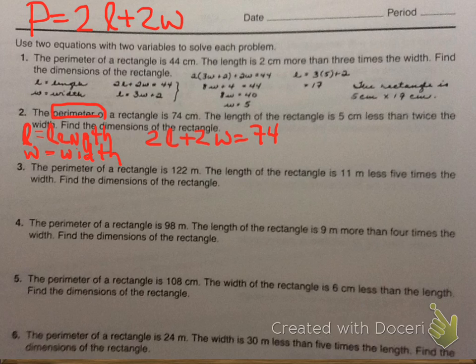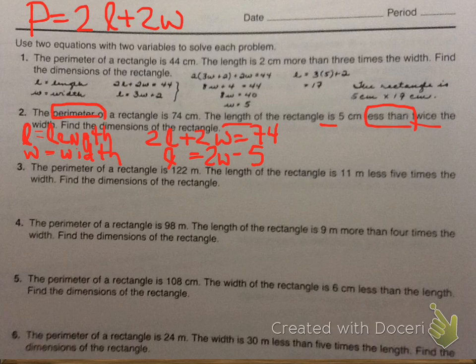Then the next sentence, which would be the next equation, says length L equals 5 less than. That's where you have to be careful. When you see the words less than, whatever's in front of the words less than will come after the minus, because we think less than is a minus. So we're going to say minus 5. Then what comes after the words less than will go before the minus. So twice the width, which would be 2W, will be before the minus. So really I have here 2W minus 5.